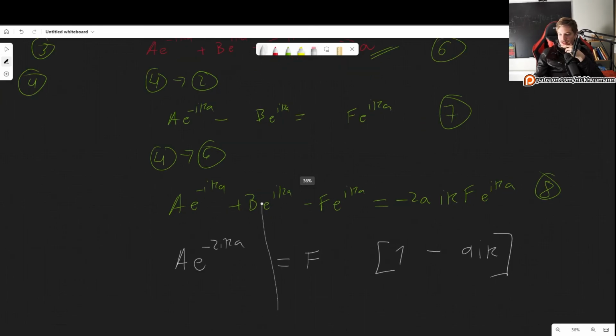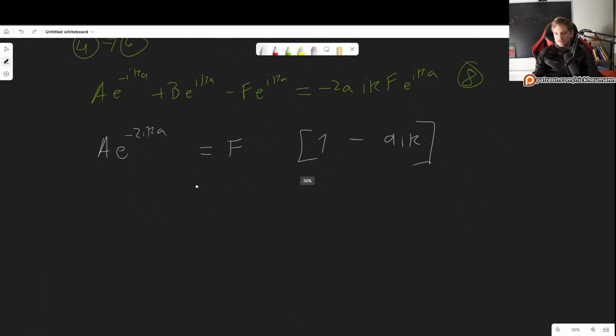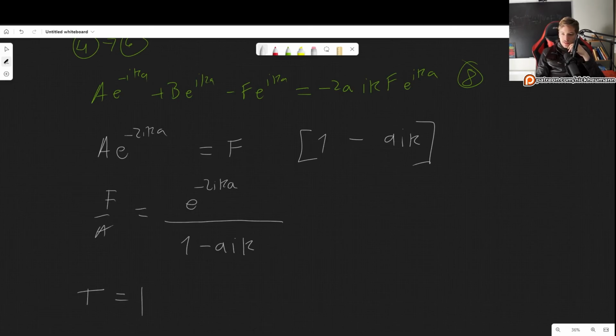And well, now finding f over a is very simple. So f over a is simply going to be, let's see, we need to divide by this. So we get e to the minus 2ika divided by 1 minus aik. And now we need to take the modulus of this squared, right? Because T is the modulus of f over a squared. And well, the modulus of the complex exponential is 1. So we get 1 over 1 plus a squared k squared.